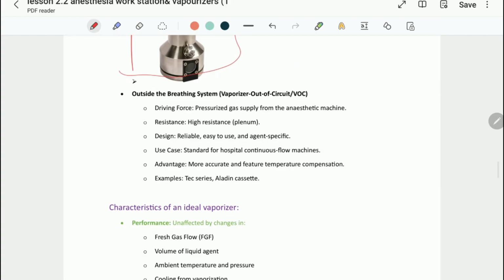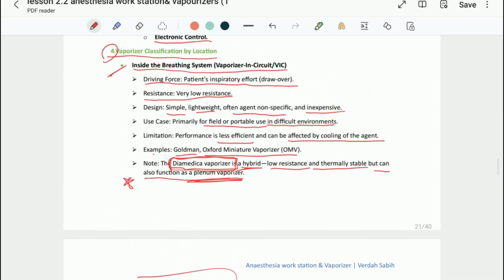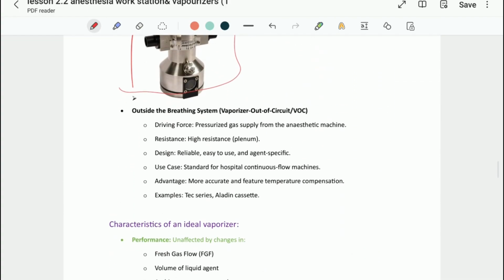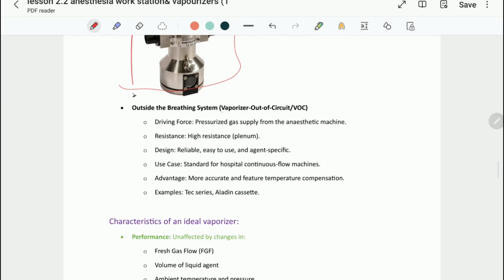Then the other vaporizer in the classification by location is the outside the breathing system vaporizer, out of circuit vaporizer. Their driving force is pressurized gas supply from the anesthesia machine. They are high resistance and reliable, easy to use, and agent specific. They are standard for hospital continuous flow machines, and they are more accurate and feature temperature compensation. Examples include the Tech series and the Aladdin cassettes.